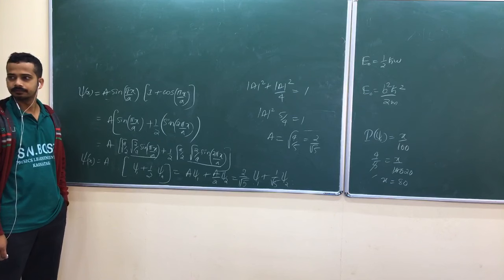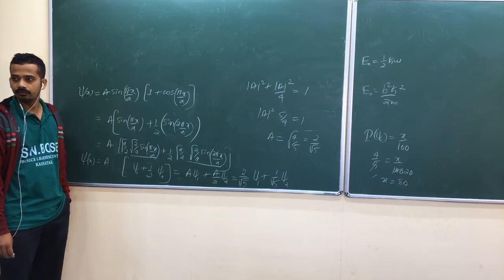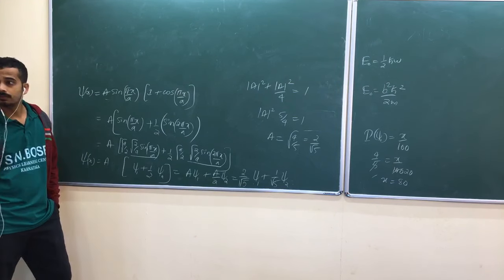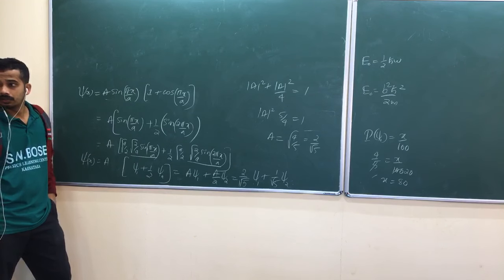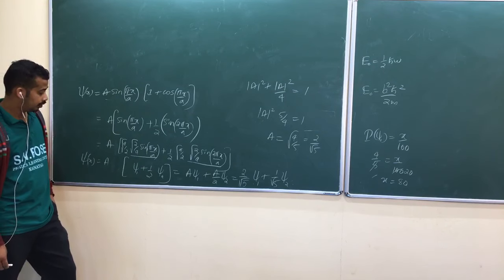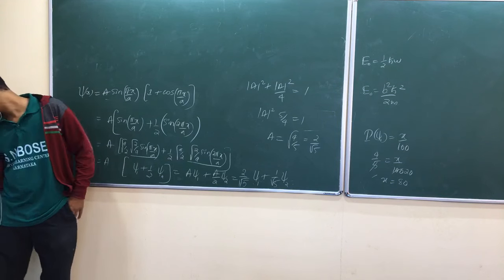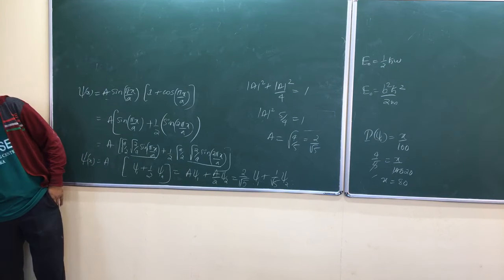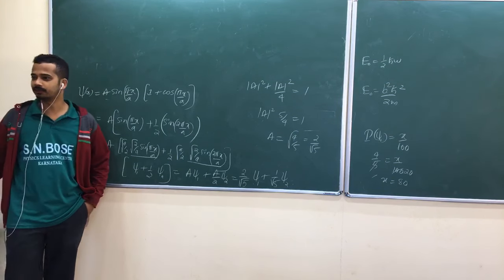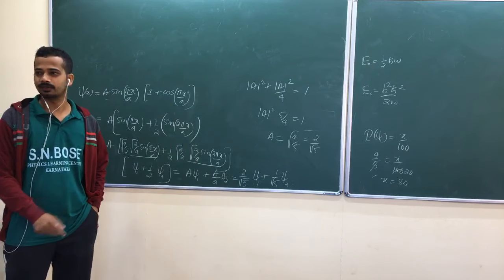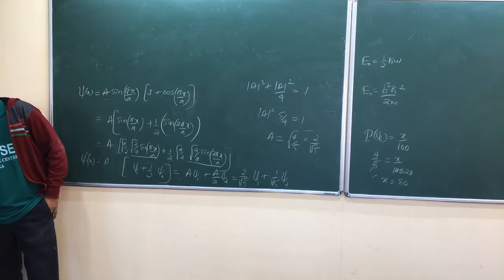Speak out. Root of 2 pi a. Okay. Take root of 2 pi. It cannot be like that, isn't it? You will not get 1.